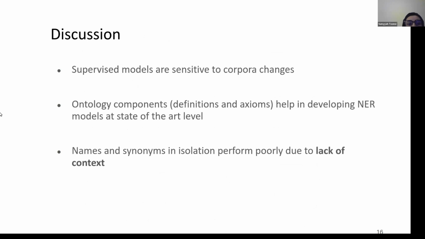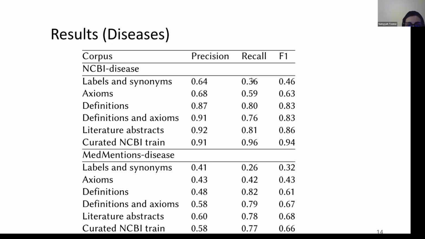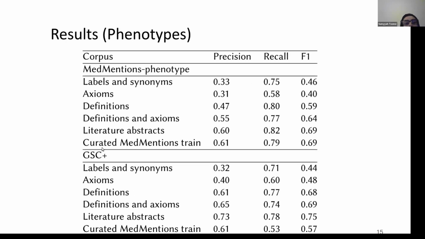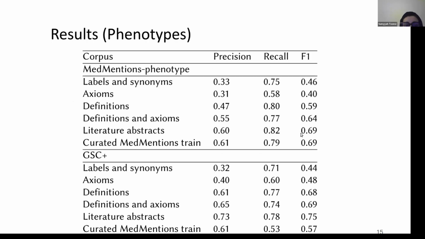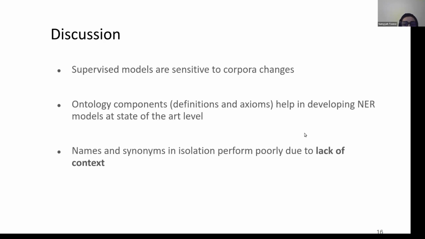But overall, the supervised models seem to be sensitive to corpus changes, as we've seen both in diseases and phenotypes. When you train them on NCBI disease and then use the same one to predict on MedMentions disease, you see the performance drops. And similarly with phenotypes. Here we're looking at some nice ontology components that we've used, which are the definitions and axioms, and how they can actually help to develop named entity recognition models at the state-of-the-art level. They're really close to the ones trained on literature abstracts, although you don't have to annotate a big corpus to do this, so they save you both time and computation.